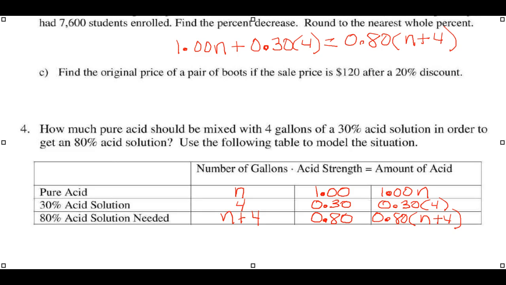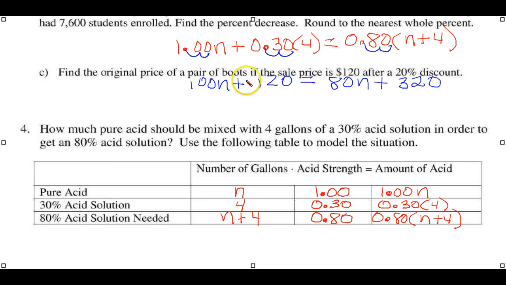So what would you do first here? Get rid of the decimals by multiplying every term by 100. And now we get 100N plus 120 equals 80N plus 320. That doesn't look too hard.